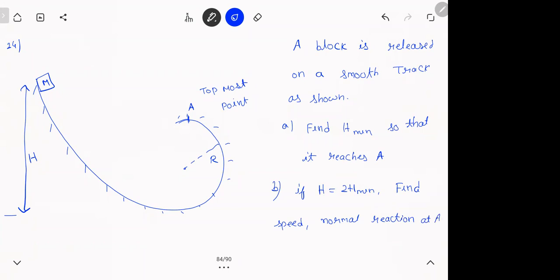So see, basically, what if you don't give enough height, what will happen? This will come like this. It will go till here and come back. So there's a minimum height you have to give so that it will complete a circle. And if you're giving double the minimum height, then what is the speed and normal reaction at A?